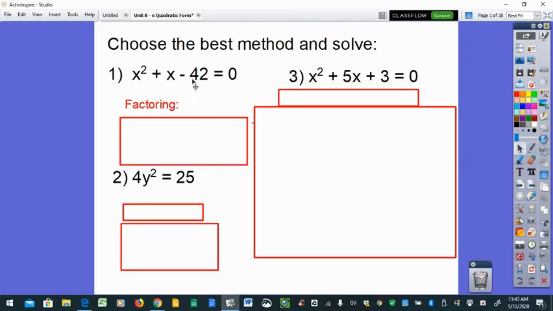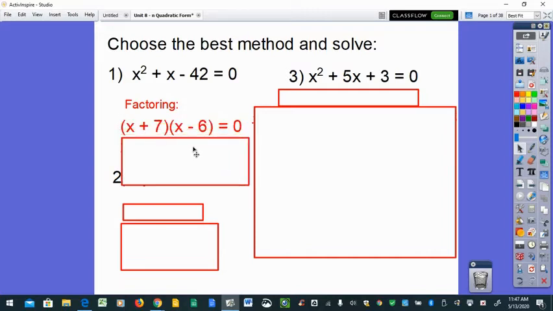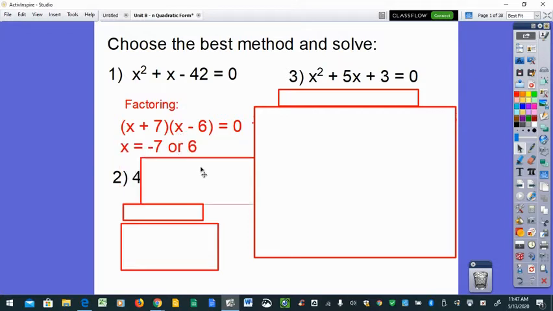So I'm believing that 7 times 6, and in order to get the positive, the 7 is going to have to be the positive, and the 6 is going to have to be the negative, right? And then if this has to equal 0 using the zero product property, so this would have to be -7, and this would have to be +6, and look how quickly I solved that quadratic.